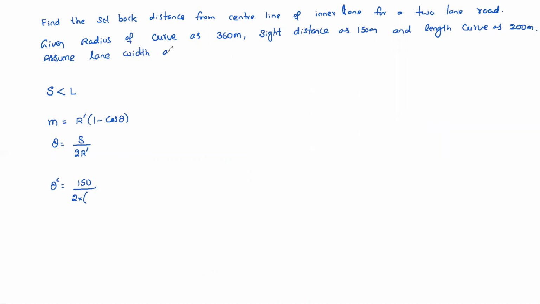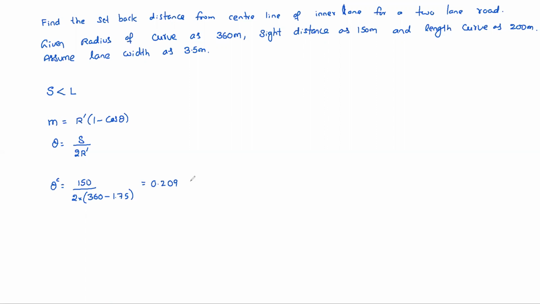3.5 meters. So R' is the radius of the curve, 360 minus 1.75, because it is a 2-lane road. D is 1.75. How many radians? Tell up to 3 decimal places. 0.209. 150 divided by 2 into (360 minus 1.75). 0.209. Okay, 3 decimal places we have taken for theta.